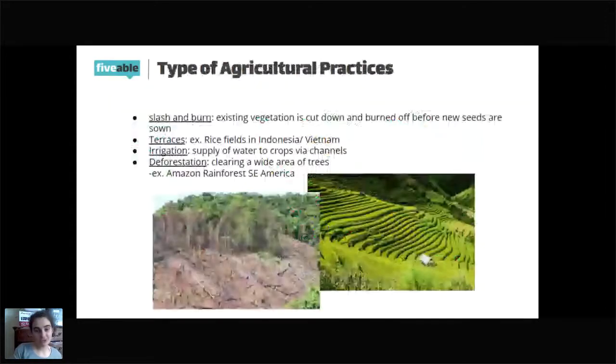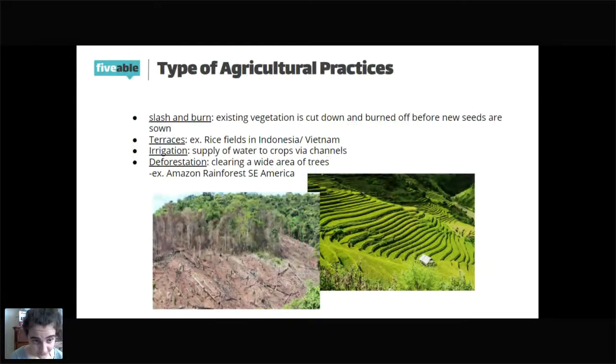Okay, so types of agricultural practices. This is our main concept of the whole session. There are a lot of practices. So we have slash and burn, like it sounds, right? Slash and burn. So they basically cut down the existing vegetation and then they burn it.